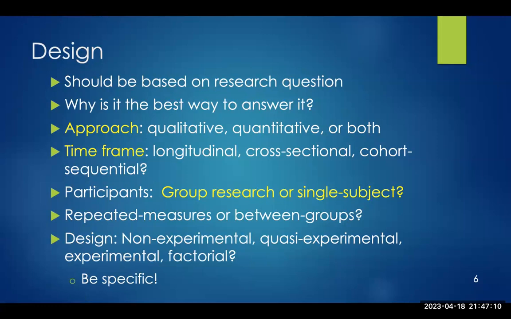And what kind of design, as I mentioned before, are you going to go: non-experimental, quasi-experimental, experimental, factorial? You have to be specific. So these are general designs, and then you have to give me more details, like, is it going to be interrupted time series? Or is it going to be non-equivalent groups with switching replication? The idea is you really want to demonstrate to me that you know and understand these different research designs and also understand when it is appropriate to use them.